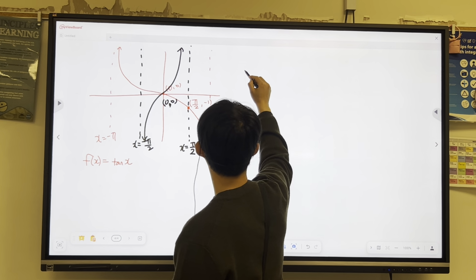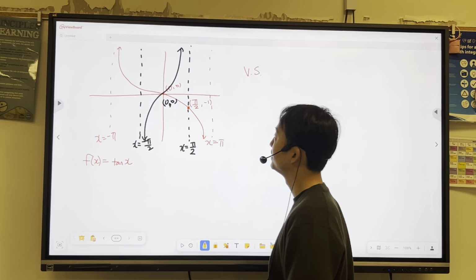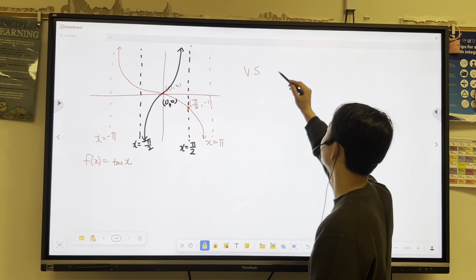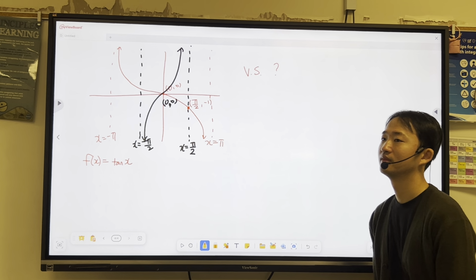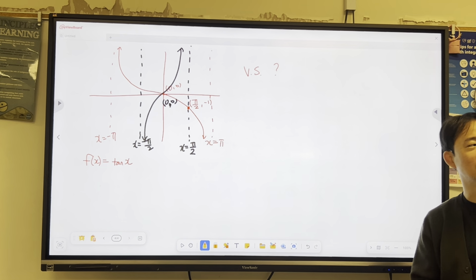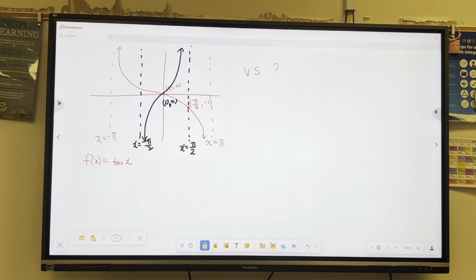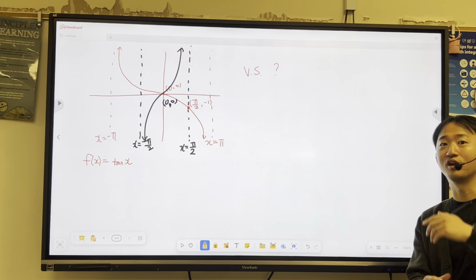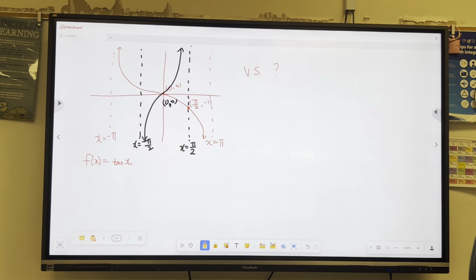Starting off with the vertical stretch. Is there a vertical stretch for this question? The answer is we don't know. We don't know whether there is a vertical stretch or not. I'll calculate that later. For the tangent function, we don't know the vertical stretch right away because we don't know the amplitude. There's no amplitude of the tangent function. For the sine and cosine graph, there was an amplitude, so it's quite easy for us to measure what the vertical stretch is. For this one, we won't know the vertical stretch.